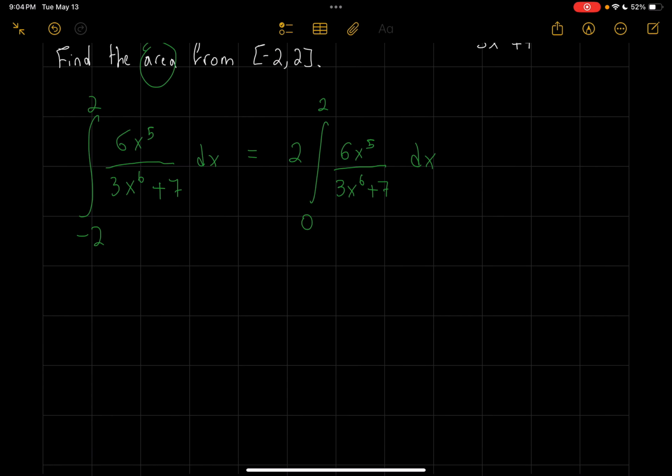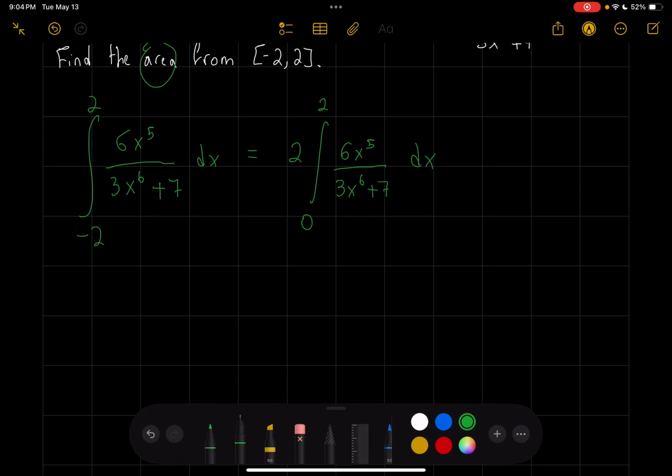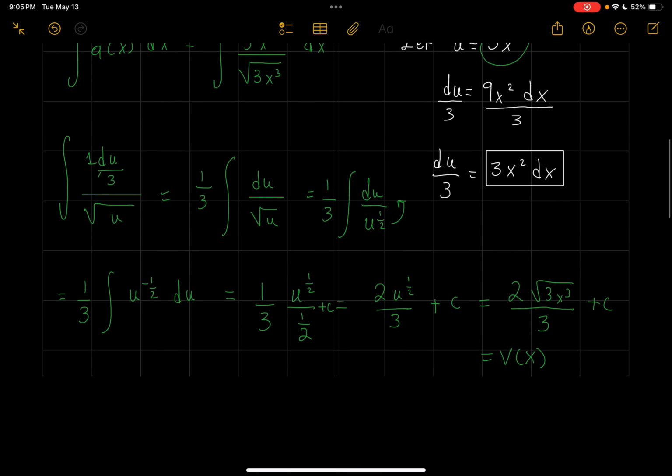Now, integration with substitution. Notice, x is to the power of 6 in the denominator, and in the numerator we've got x to the power of 5. Obviously the derivative of something to the power of 6 ends up being to the power of 5, which means that u in this case is going to be 3x^6 plus 7. du is going to be 18x^5, only dx, of course. Did I write dx in the beginning over here? Yes, I did. Okay.